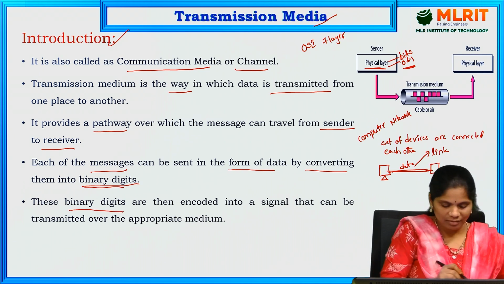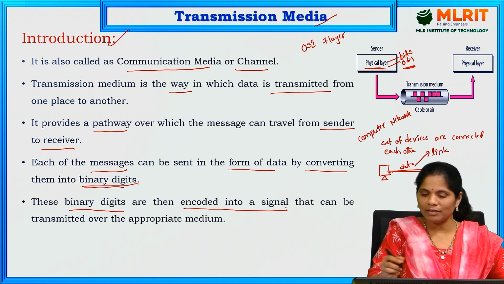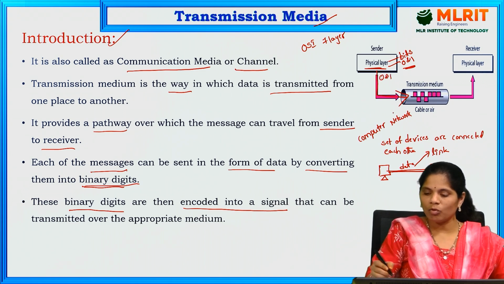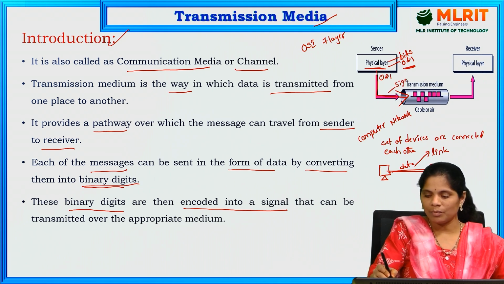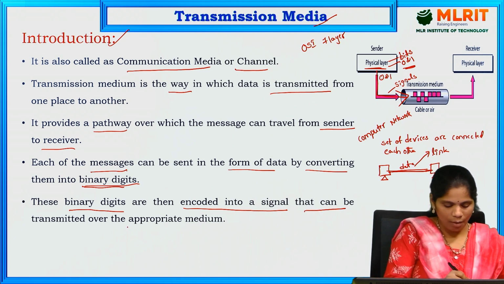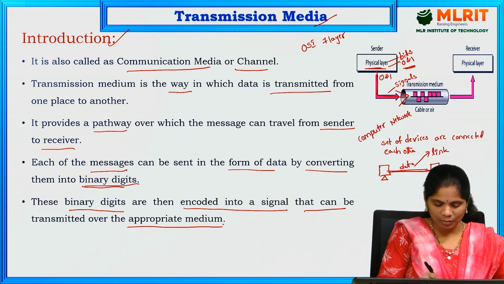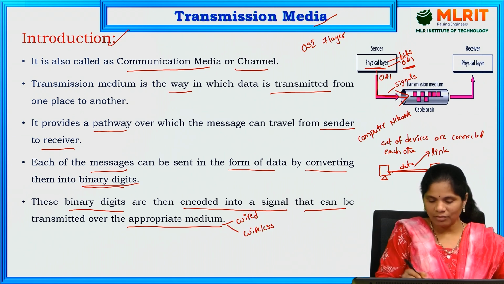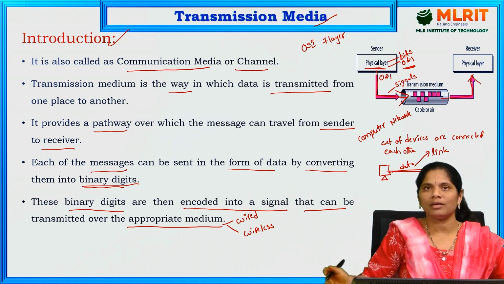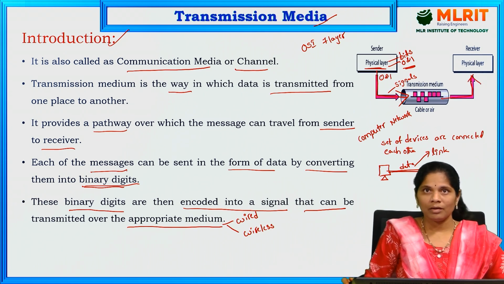These binary digits are encoded into signals. Whatever zeros and ones come from the physical layer are transferred in the form of signals. These signals can then be transmitted through the appropriate medium. This medium may be a wired medium or a wireless medium. We can send the signals to the receiver using either one. That is the transmission medium of the physical layer.